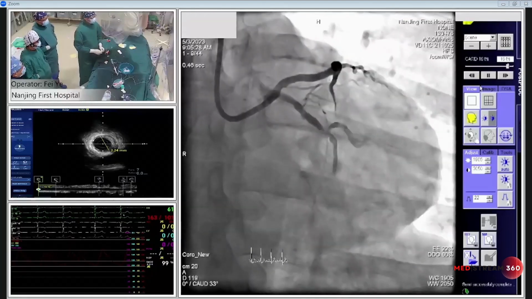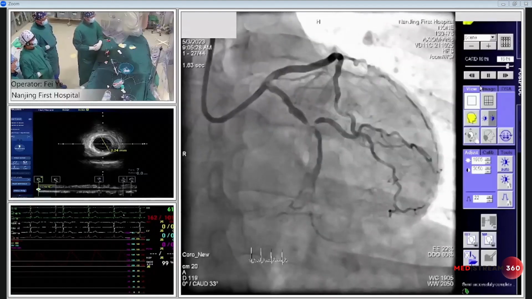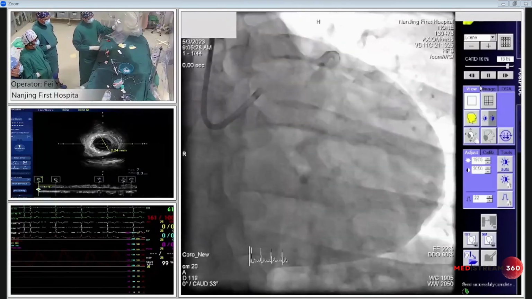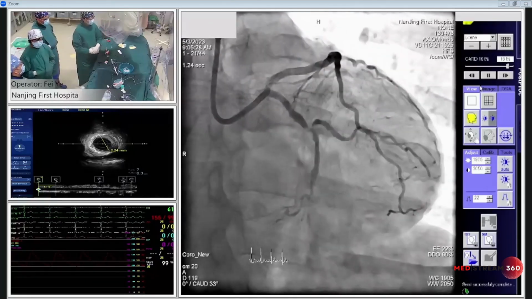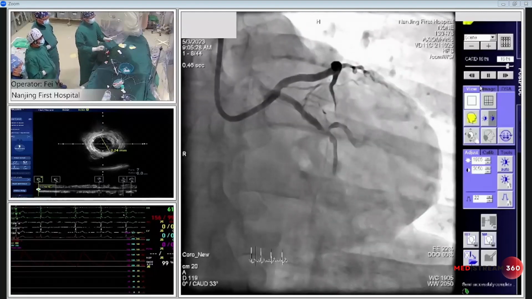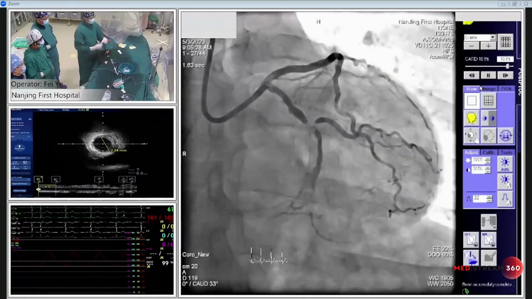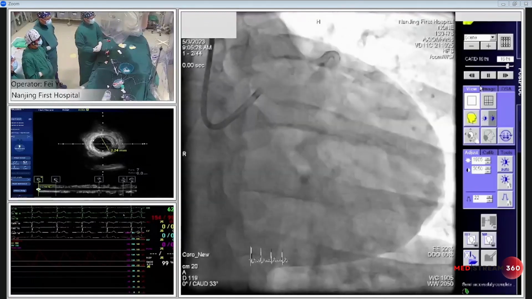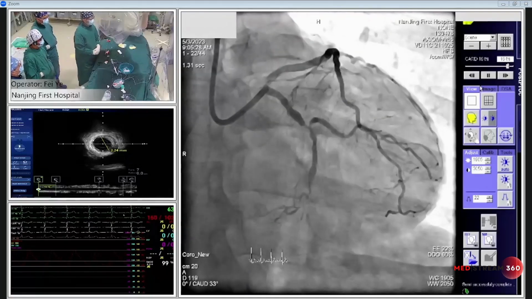Yes, for me, it's a challenge. If we want to perform PCI for the distal circumflex CTO lesion, the wire and the balloon will cross over the proximal lesion of the bifurcation. We don't want to touch the proximal bifurcation lesion before we perform PCI for this lesion. So even though we want to use a wire, we want to use a microcatheter to support crossing the lesion.